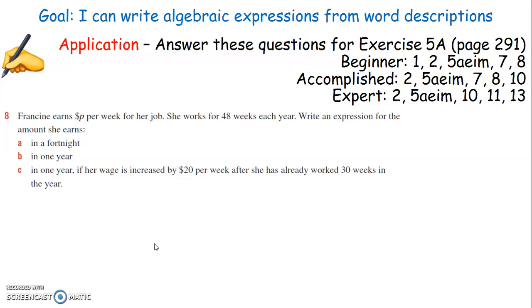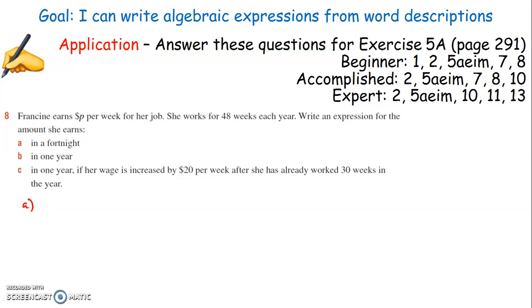Okay, question 8 of exercise 5A. Francine earned P dollars per week for her job. She worked 48 weeks each year. Write an expression for the amount she earns in a fortnight. Okay, that's the first one. So A.